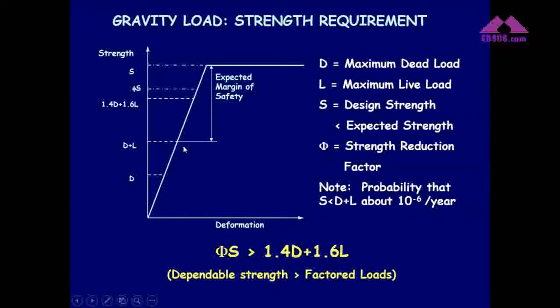What we do, we have some safety factors. We increase the dead loads and live loads. For example, in Turkish code, we increase the dead load 1.4 times and the live load up to 1.6 times, and we design our structure to this level.